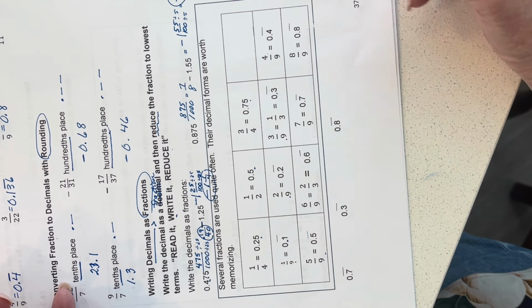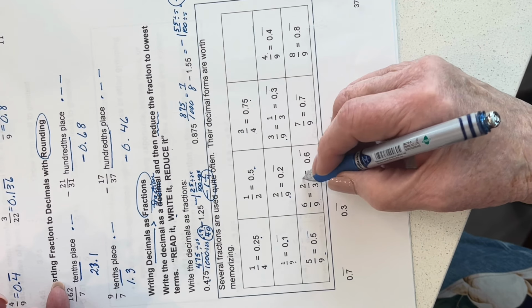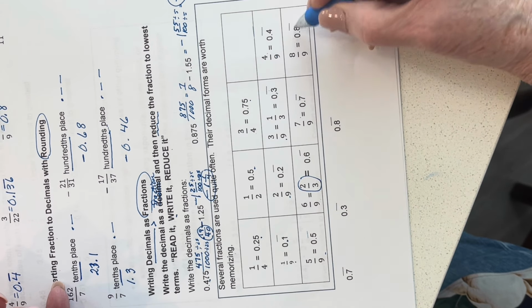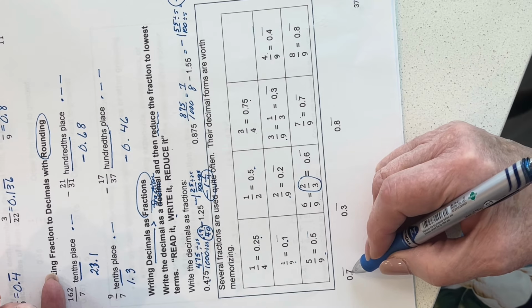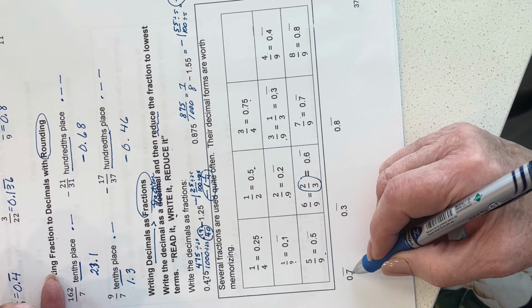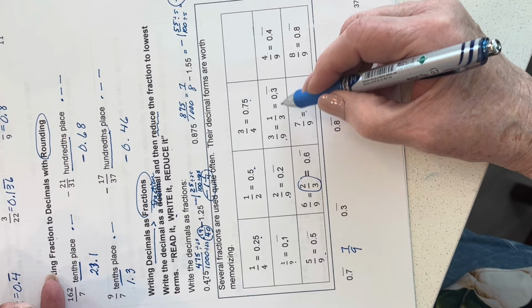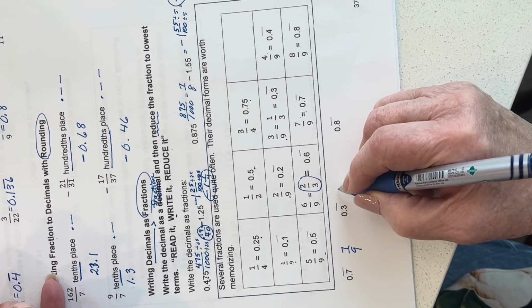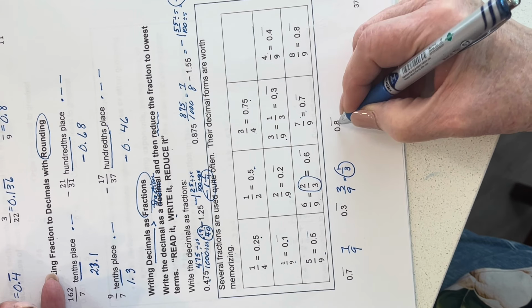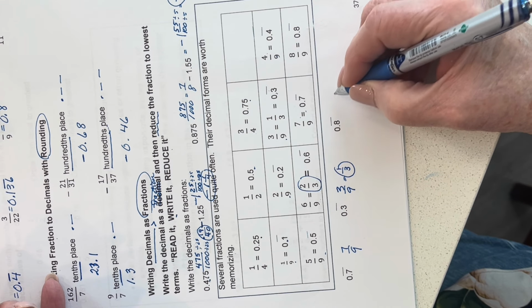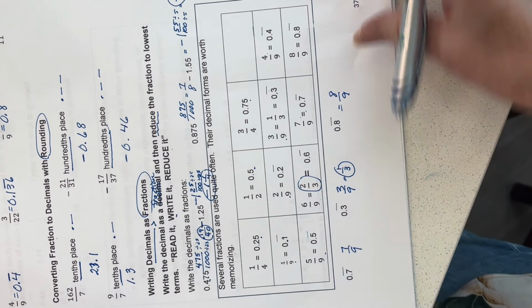4/9 is 4 repeating. 5/9 is 5 repeating. 6/9 is 6 repeating, and that's also 2/3. 7/9, 8/9. So we'll just use our chart to answer these. 0.7 repeating would be 7/9. 0.3 repeating could be 3/9, and you would simplify that to 1/3. This would be 8/9. So those are pretty simple.